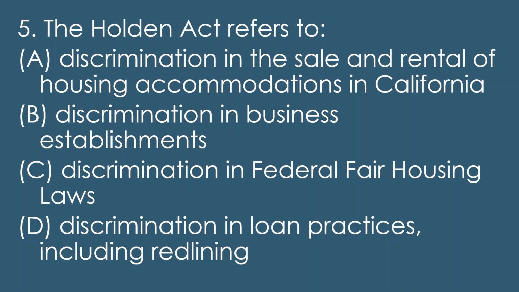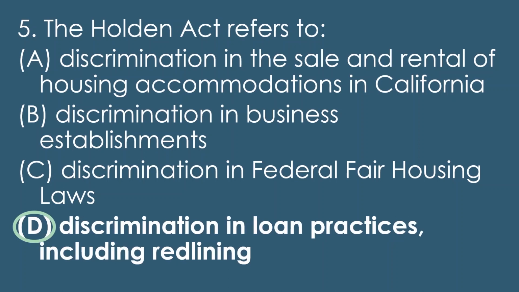Well, Holden deals with discrimination, but it deals with it in lending. Because remember, Unruh deals with businesses, and the Rumford Act deals with discrimination in the sale and rent of residential properties. So due to this, the best answer would be D, discrimination in loan practices, including redlining. That is what the Holden Act is referring to.